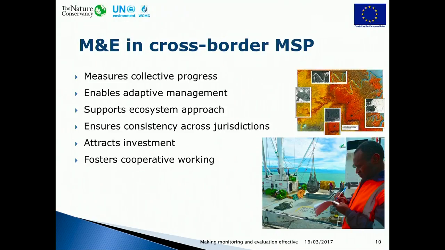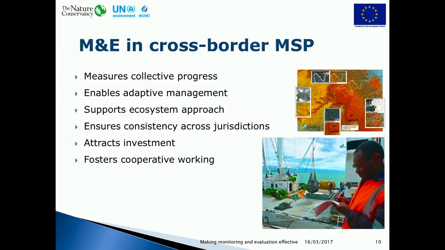Essentially, all MSP processes will be, to some extent, developing monitoring and evaluation, but it's particularly important in the cross-border MSP. Essentially, as was said right at the beginning of this conference on day one, if there is a collective, it kind of suggests that you're open for business. And I think that's a really important point in this aspect here. Together, there has to be collective assessment of progress so that there can be a demonstration that a collective is open for business. As we have said before, monitoring and evaluation enables adaptive management, which in turn supports the ecosystem approach.